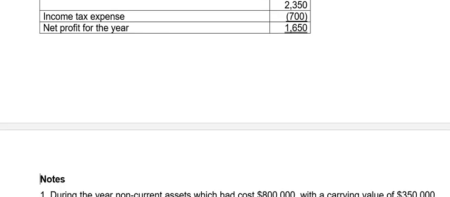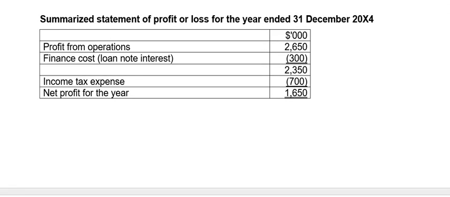We have the summarized statement of profit or loss for the year ended 31st December 2004. That's the current year, where we have profit from operations, finance costs, and then this should be profit before tax, because when you get a profit from operations minus the finance costs, then you come up with what we call the profits before tax, then the income tax expense, and finally our net profit for the year 2004. That is the summarized statement of profit or loss for the year 2004.